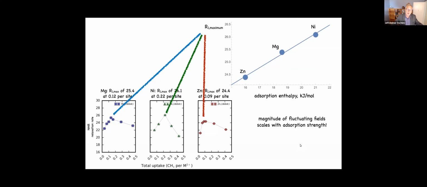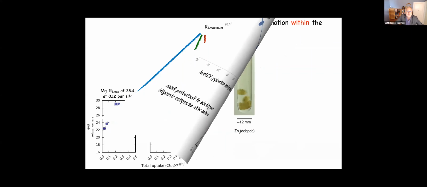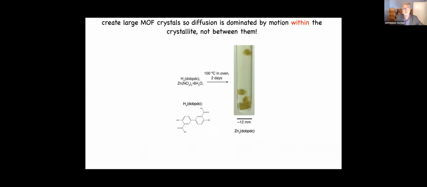So not only were we able to discern the rates, but we see that the magnitude of the fluctuating magnetic fields that give rise to relaxation scales with adsorption strength. Perhaps the most popular dynamic method that you might be interested in is pulse field gradient NMR, of which I will not describe, but I'm sure you're very familiar with it.